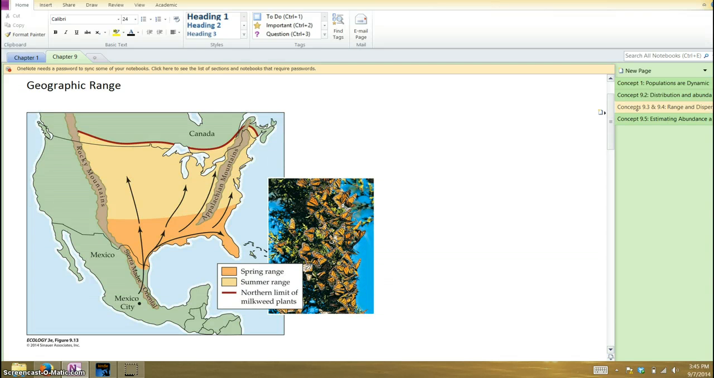And with some species, as shown here with monarch butterflies, for example, there are ones that migrate just like many birds, and so they have basically a winter range and a spring and summer range. And they basically migrate north in the summertime and then back south in the wintertime to Mexico.